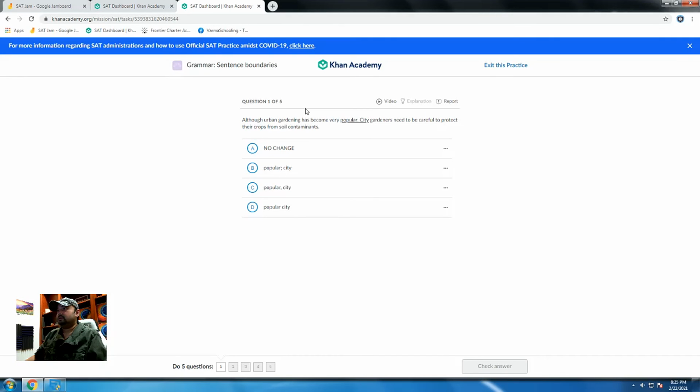Although urban gardening has become very popular, city gardeners need to be careful to protect their crops from soil contaminants. Is this a period after this? Okay. Although, so it's an incomplete sentence, so there should be a comma here.